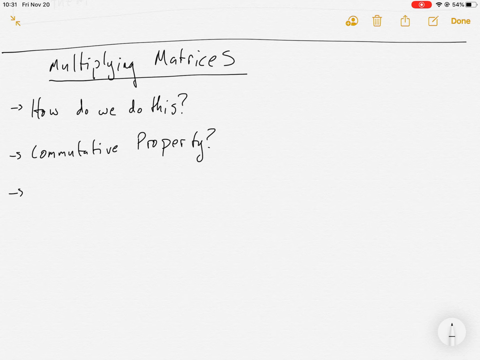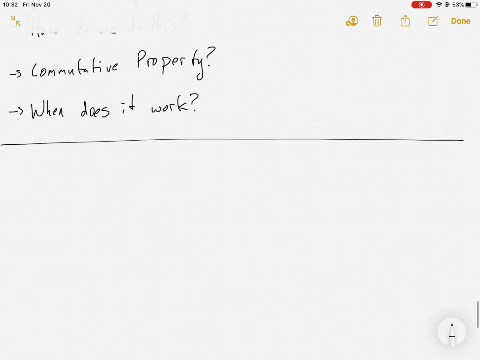And then the final thing is, so there's the how do we do this? There's some other properties here, but then, when does it actually work? You'll find you can't actually multiply all matrices together. So the first question we're going to answer is, how do we do this?